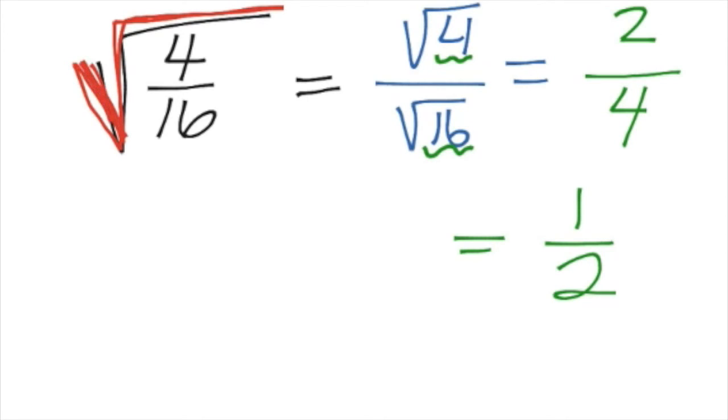So never forget, the square root of a fraction is simply going to be the square root of the top separate from the square root of the bottom. Calculate them independently of each other, and then try to simplify your fraction.